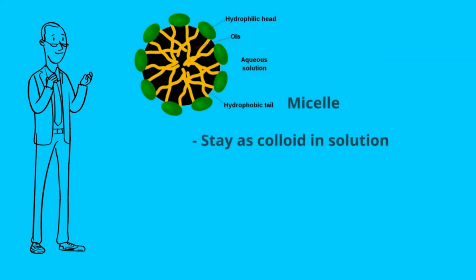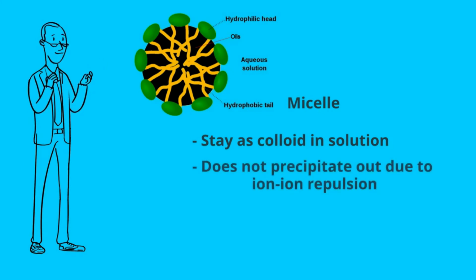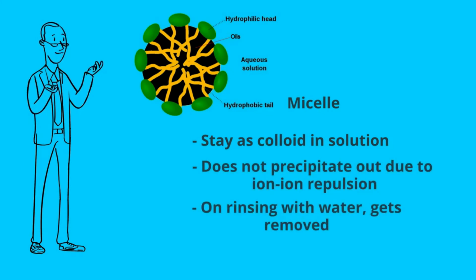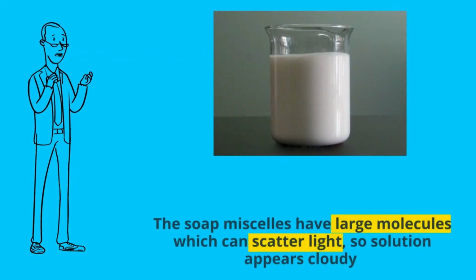They do not form insoluble salts due to ion-ion repulsion. This is why, on rinsing clothes with water, the stains along with the micelles get removed. Soap micelles are large enough to scatter light, hence soap solution appears cloudy.